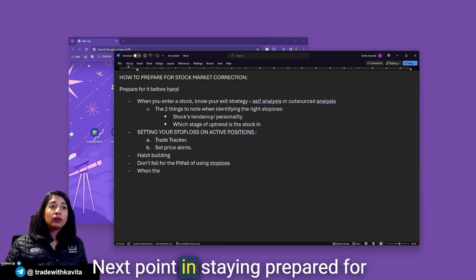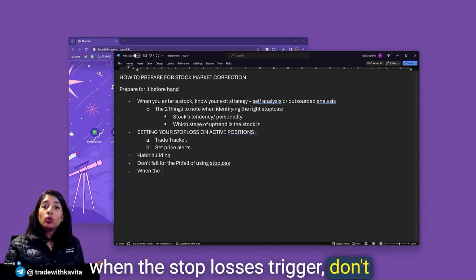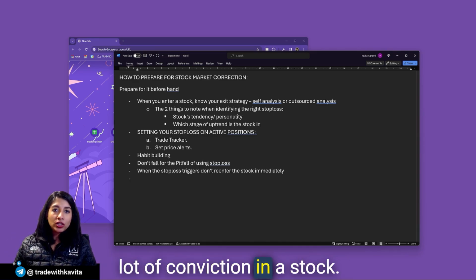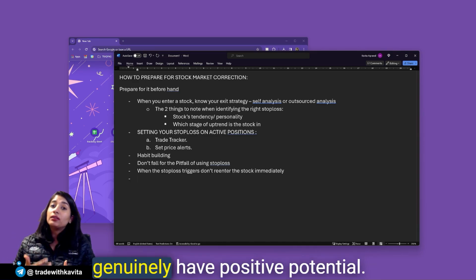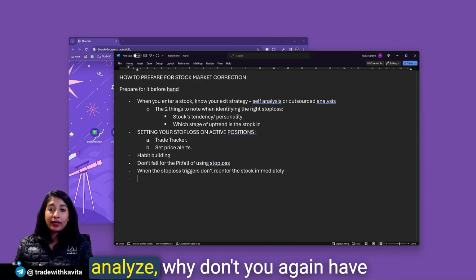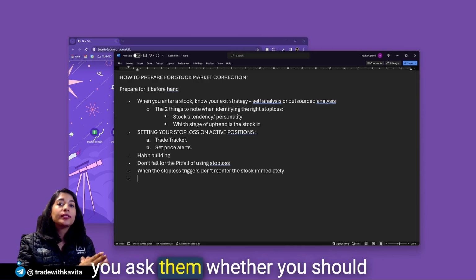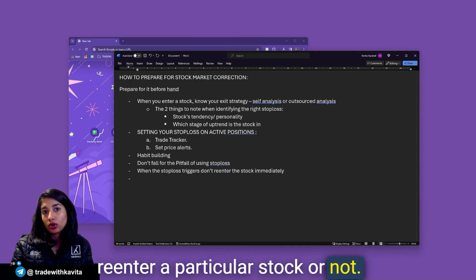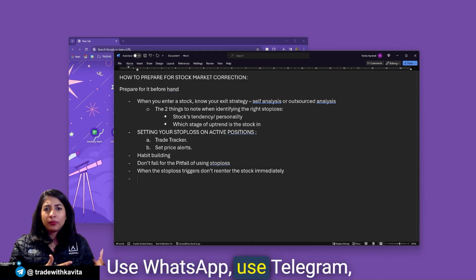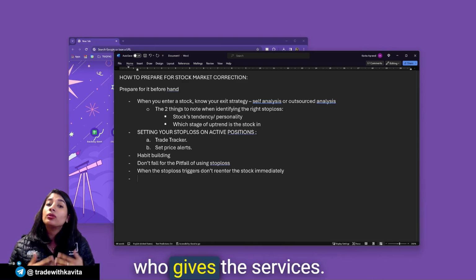Next point in staying prepared for the stock market correction is when the stop loss is triggered, don't re-enter the stock immediately. How do you do this? It is possible that you have a lot of conviction in a stock. It is possible that the stock might genuinely have positive potential. But if you don't know how to analyze, why don't you have a research analyst at a retainer and ask them whether you should re-enter a particular stock or not? You can do it on call. You can also do it via written communication. Use WhatsApp, use Telegram, drop a message, get the response. But of course, you need to find a research analyst who gives these services.